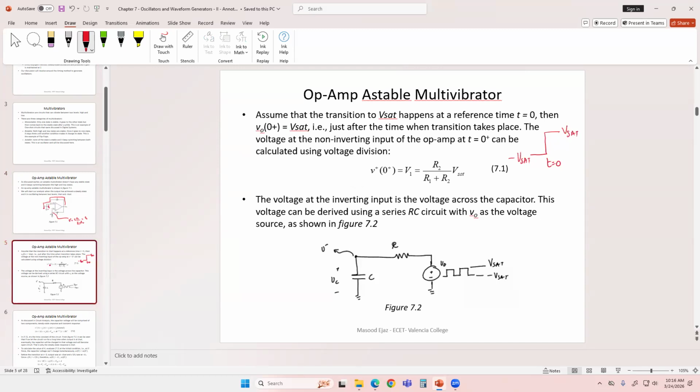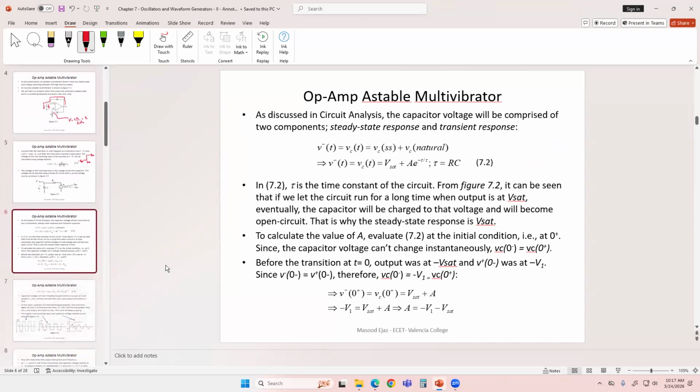So voltage at the inverting terminal is the capacitor voltage. And we know that in a series RC circuit, or any RC circuit, the capacitor voltage, what you learned in circuit analysis, is comprised of two components. One component is the steady state value of the capacitor voltage, and the other is the natural response or the transient response of the capacitor voltage.